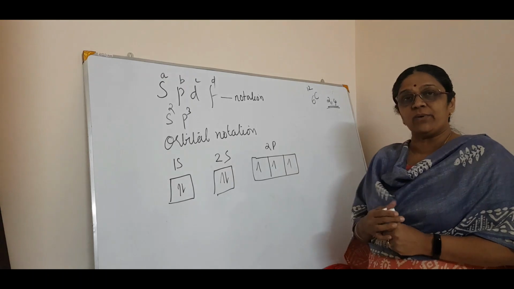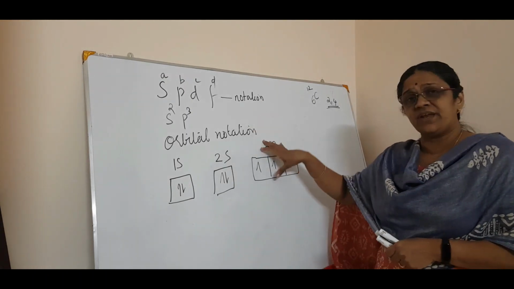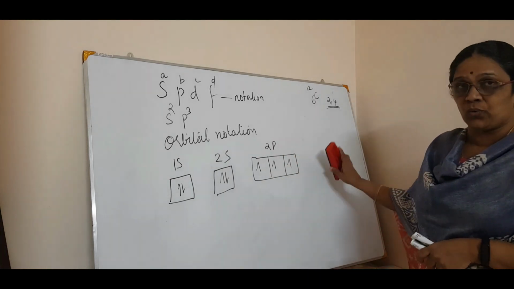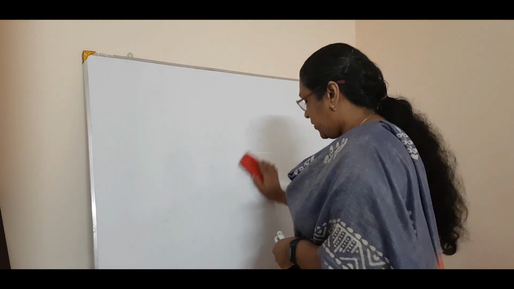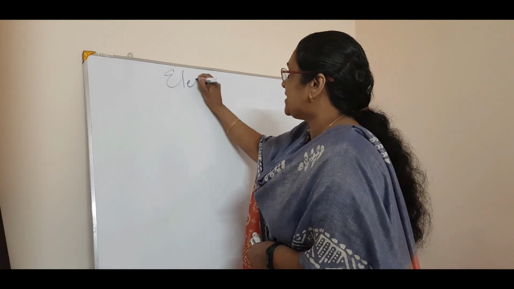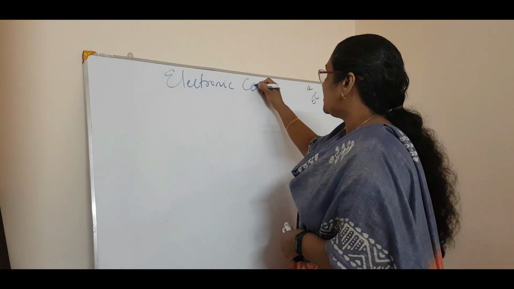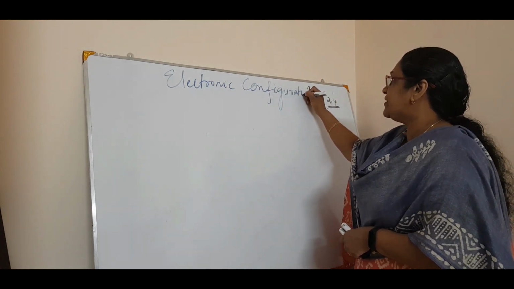Now, we will see one by one how you will write the electronic configuration. I will do 2 or 3, next homework I will give you. So, you have to practice on your own. So, next is writing electronic configuration. Now, we will start with hydrogen, the first element.